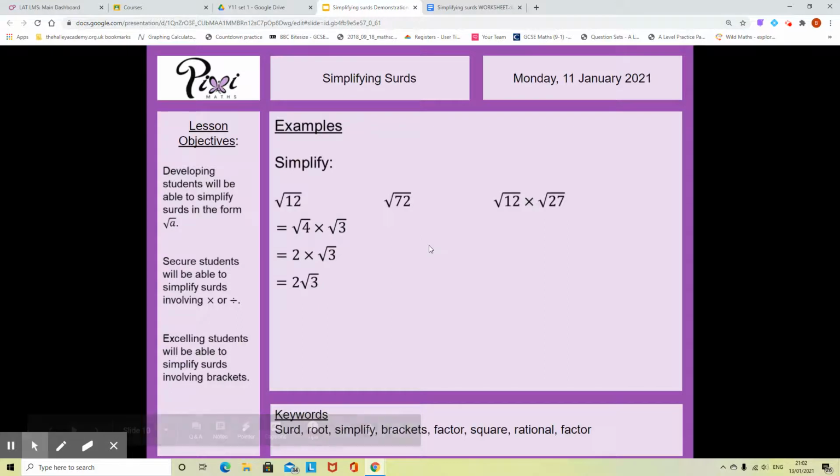Let's go through the answers. Square root 72 is broken as square root 36 times square root 2. And square root 36 can be square rooted into 6 times square root 2, which is 6 square root 2.